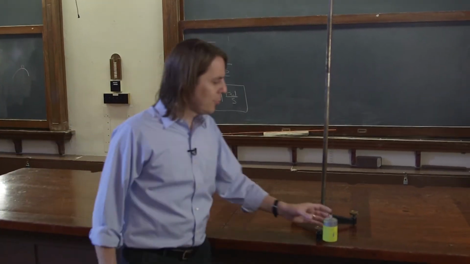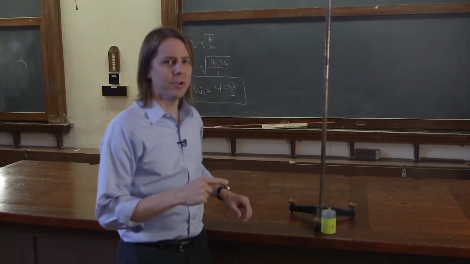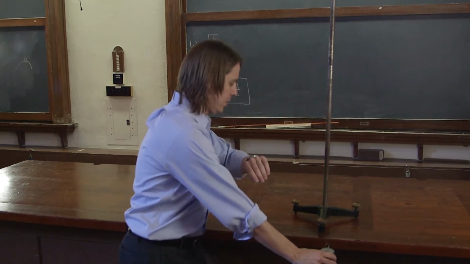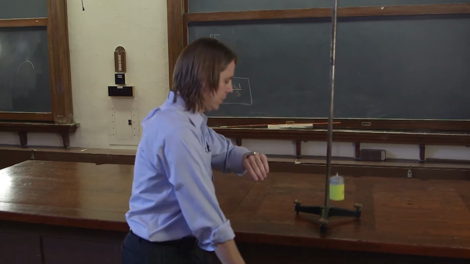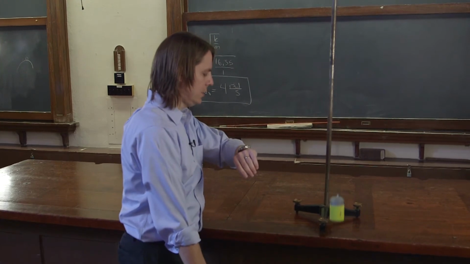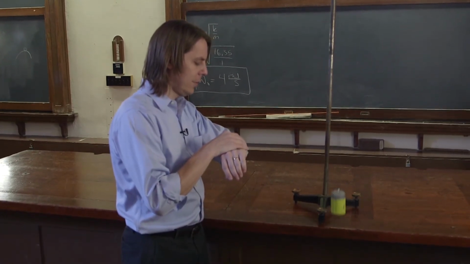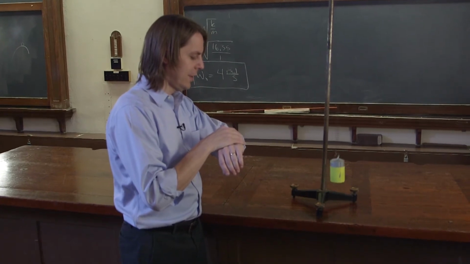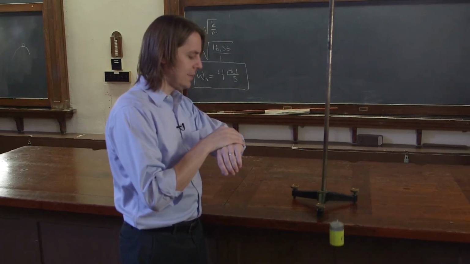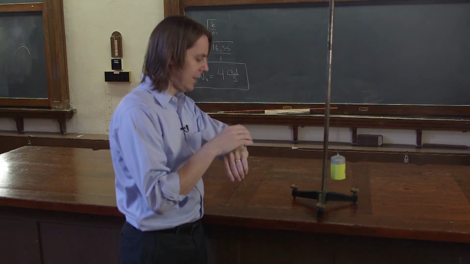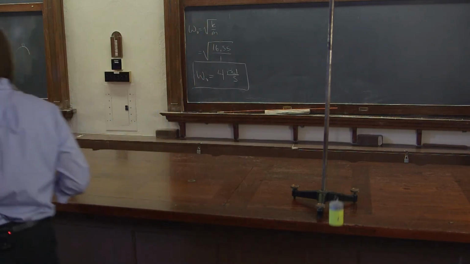So to get it a little more accurate, I'm going to measure 10 cycles, and then we'll divide by 10 to get the period. So I'm going to hold it down here and say go. 1, 2, 3, 4, 5, 6, 7, 8, 9, and 10. Okay, 15 seconds.